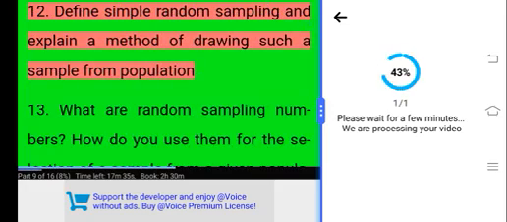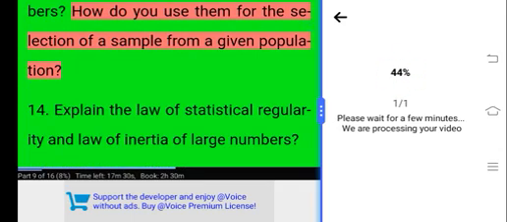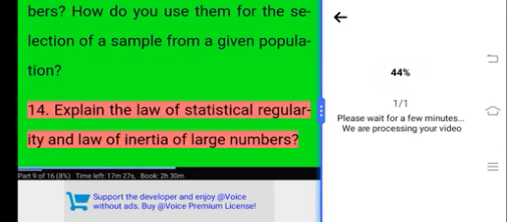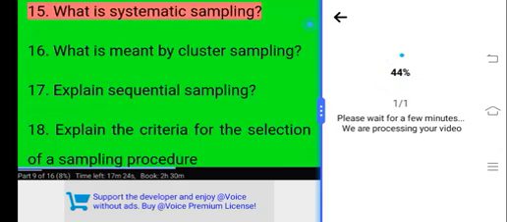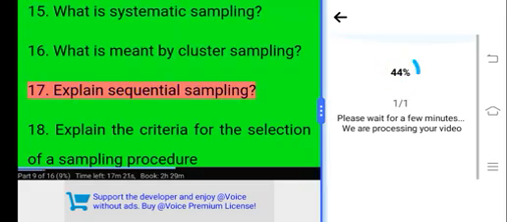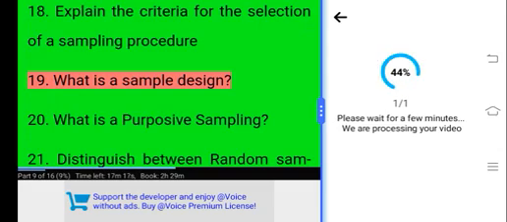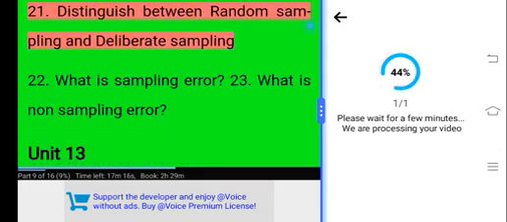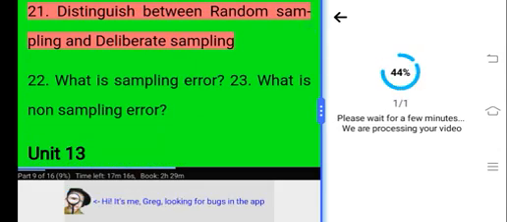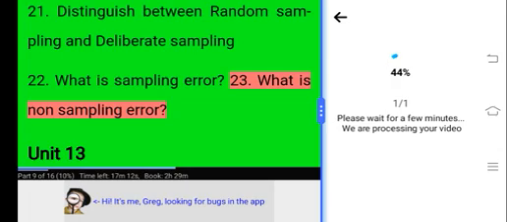12. Define simple random sampling and explain a method of drawing such a sample from a population. 13. What are random sampling numbers? How do you use them for the selection of a sample from a given population? 14. Explain the law of statistical regularity and the law of inertia of large numbers. 15. What is systematic sampling? 16. What is meant by cluster sampling? 17. Explain sequential sampling. 18. Explain the criteria for the selection of a sampling procedure. 19. What is a sample design? 20. What is the purpose of sampling? 21. Distinguish between random sampling and deliberate sampling. 22. What is sampling error? 23. What is non-sampling error?